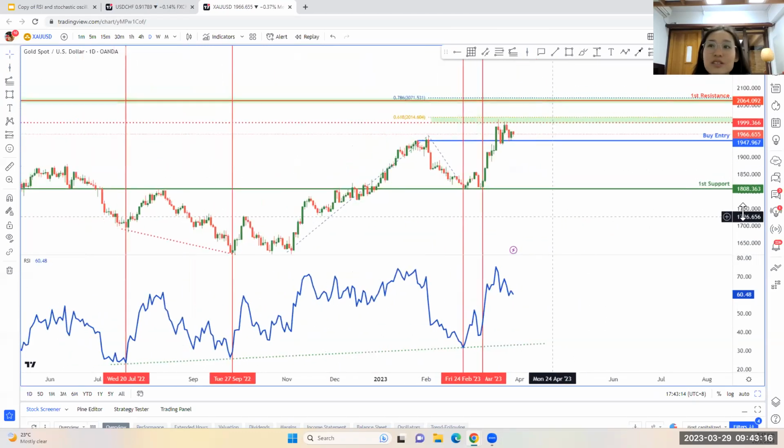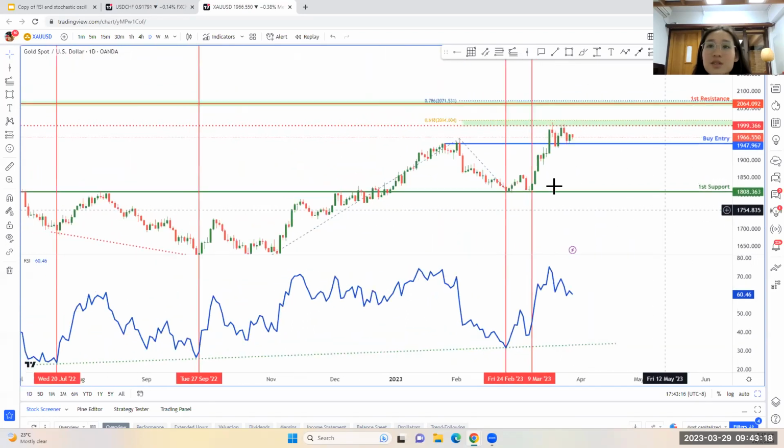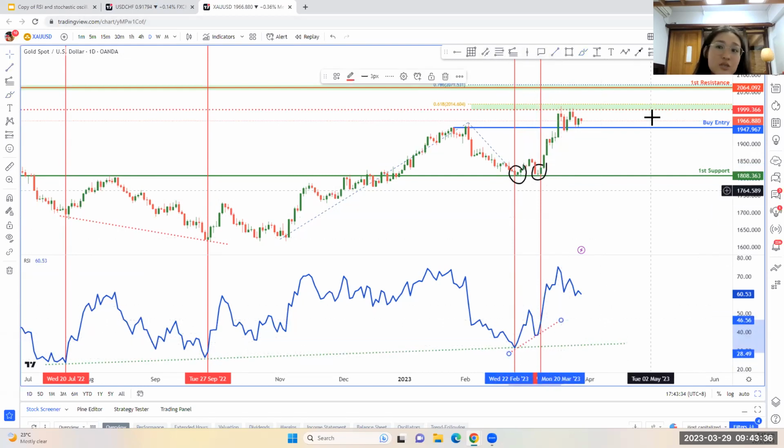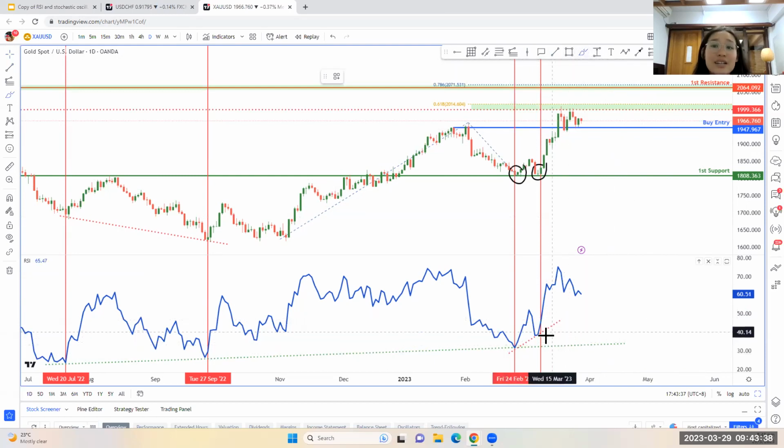Let me try and zoom in. So if you can see between these two points over here as well as here, price is pretty stable. It's on the same first support level. But if we take a look on our RSI, it's actually moving up. So it made a higher low. So we can expect price to continue to keep going up.